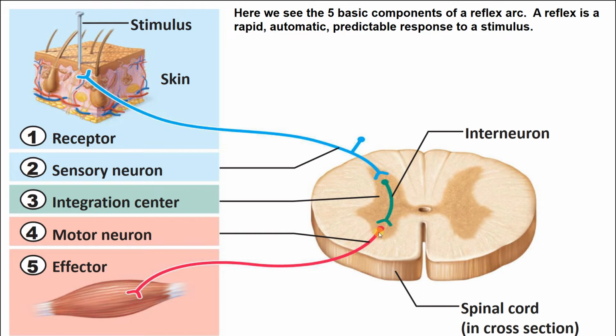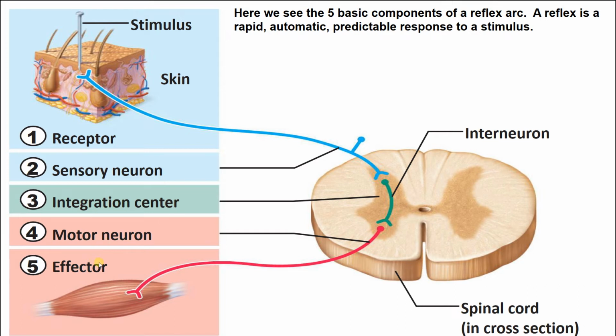Speaking of the motor neuron, that's number 4. So the 4th component of our reflex arc is the motor neuron coming from the ventral horn of the cord out to the effector, which in this case is skeletal muscle, which would allow you to retract the area that was stimulated with the pin or nail or whatever it might be.